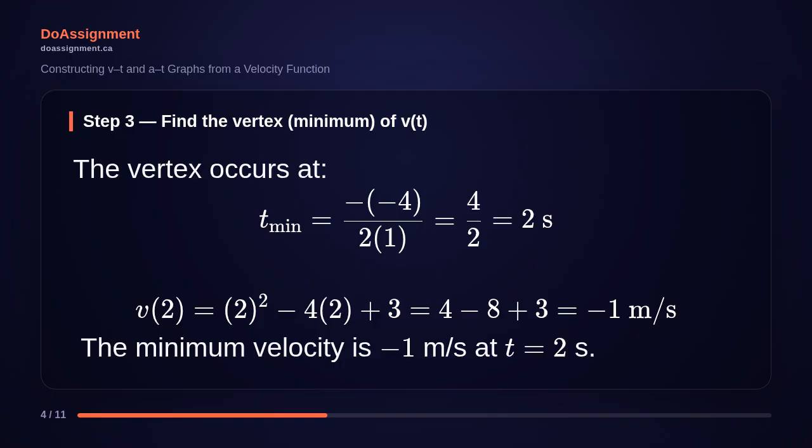The vertex of the parabola is at t equals 2 seconds, found using the formula negative b over 2a. Plugging t equals 2 into the velocity function gives v equals 4 minus 8 plus 3, which equals negative 1 meter per second. This is the minimum velocity on the interval.